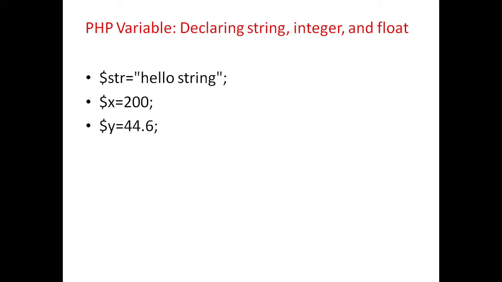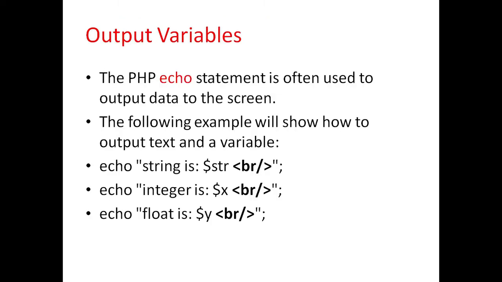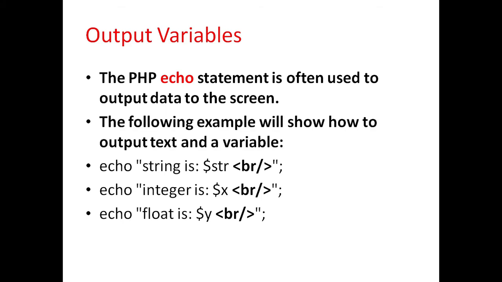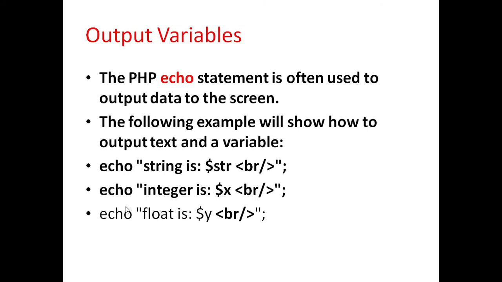To declare a variable, if it is a string, define its value in double quotes, and if it is an integer or float, directly assign the value to that variable. The PHP echo statement is often used to output data to the screen. The following example shows how to print a text and a variable on screen: echo string is $str, or echo integer is $x.